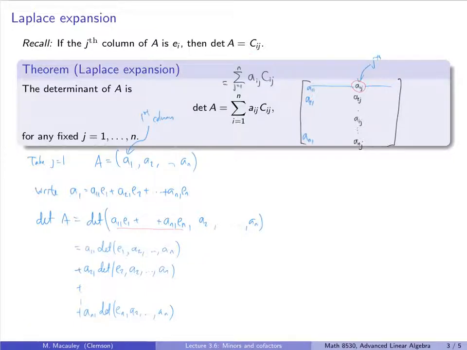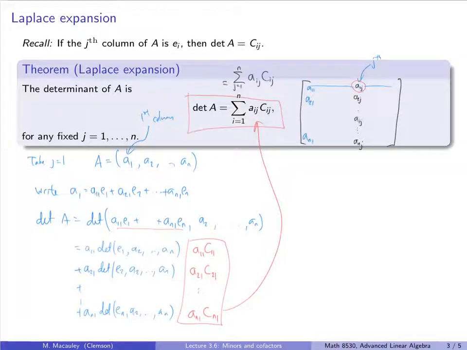If the ith column of A, and here each of these is a matrix, the first column is Ei, then the determinant is C, in this case, Ci1. So this is going to be A11 C11, now we have A21 C21, all the way up to AN1 CN1. And now the sum of these, if you add these up, you get exactly what we are looking for.